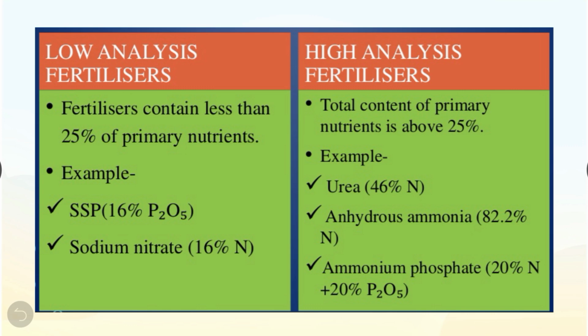Low analysis fertilizers. These are the fertilizers which contain less than 25% of primary nutrients. The example being single superphosphate, which contains 16% of P2O5, and sodium nitrate, which contains 16% nitrogen. High analysis fertilizers, the total content of the primary nutrients is above 25% in these. Example being urea, where the 46% is nitrogen, and anhydrous ammonia, which contains 82.2% of nitrogen, and ammonium phosphate, which contains 20% nitrogen plus 20% of P2O5.